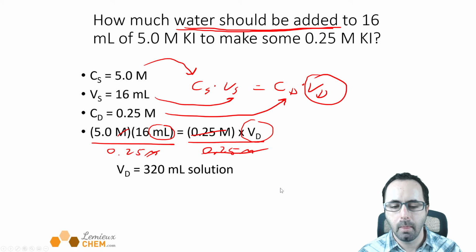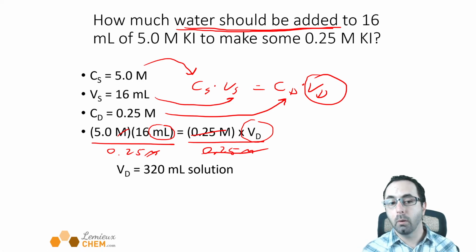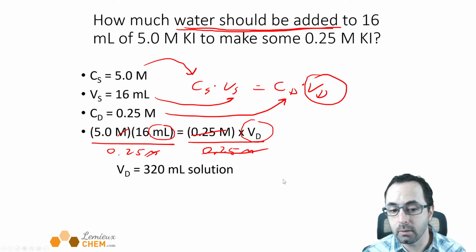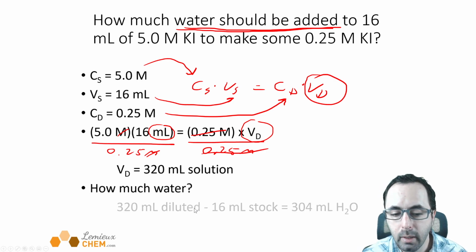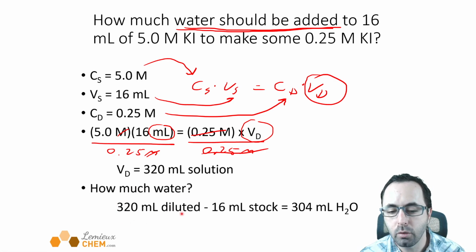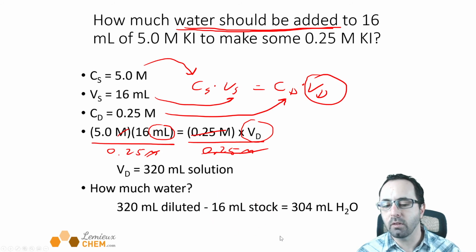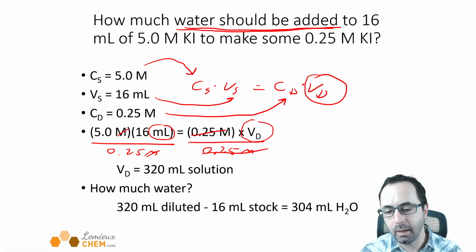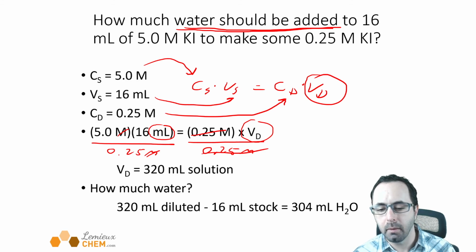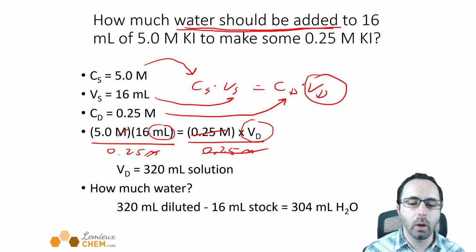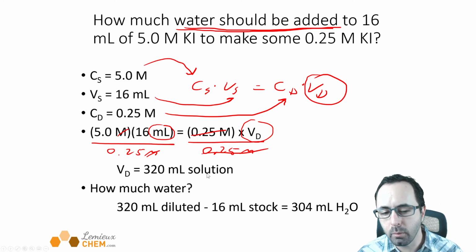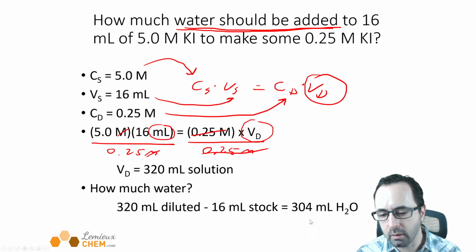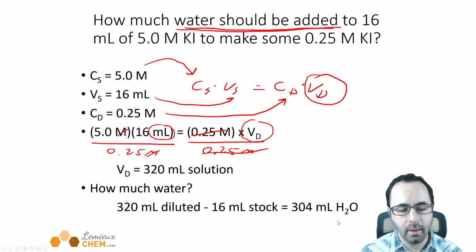320 milliliters. But that's for the whole solution. We were asked how much water should be added. And we started with 16 milliliters of solution. So we take the 320 milliliters of the solution we made, we subtract the 16 milliliters of stock solution that we started with, and we get 304 milliliters of water should be added to make this solution, approximately. Okay. So make sure to read the question carefully too. Yes, the dilute solution was 320 milliliters in volume, but we started with 16 milliliters of stock solution. So we added 304 milliliters of water to make that solution.